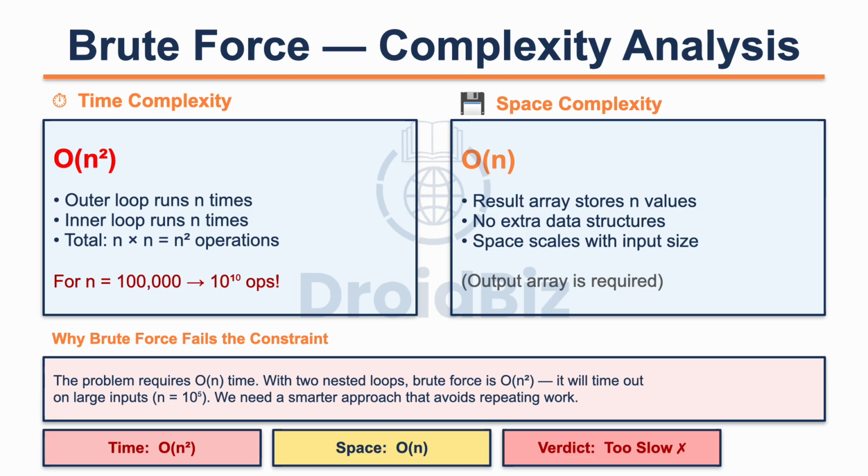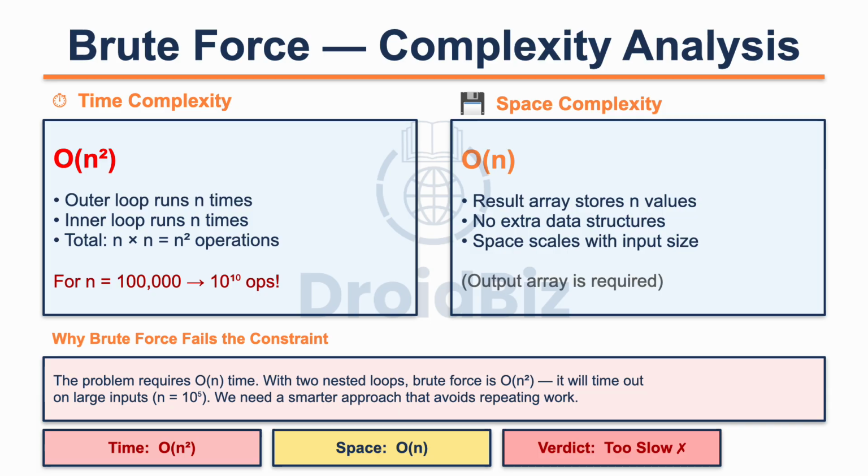Starting with time complexity. The outer loop runs n times, once for each element. The inner loop also runs n times for each outer iteration. So the total number of operations is n times n, which is n squared. That gives us a time complexity of big O of n squared. To put that in perspective, if n equals 100,000, that's 10 to the power of 10 operations. That's 10 billion multiplications. This will absolutely time out on the LeetCode judge.